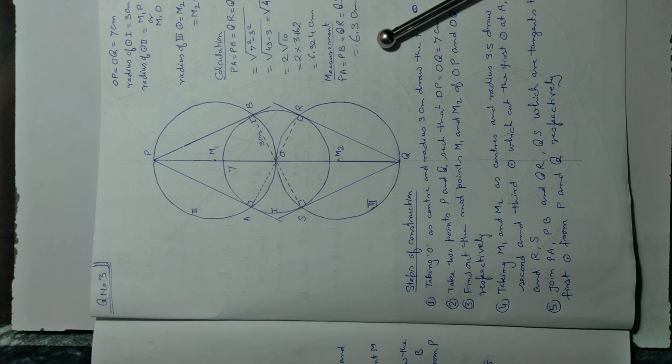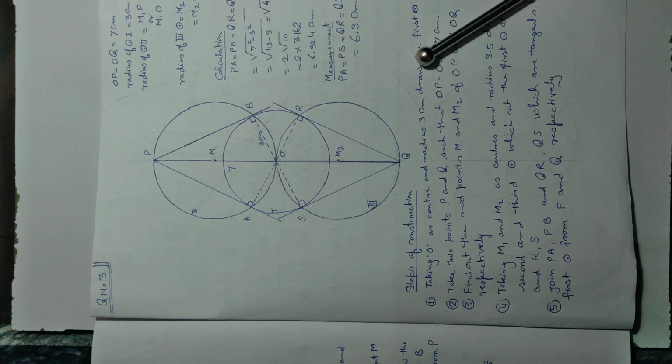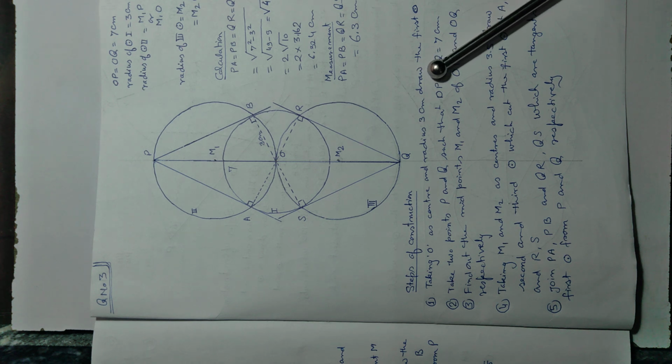Draw a circle of radius 3 centimeter. Take 2 points P and Q on one of the extended diameter, each of a distance of 7 centimeter from its center. Draw the tangent to the circle from these 2 points P and Q.